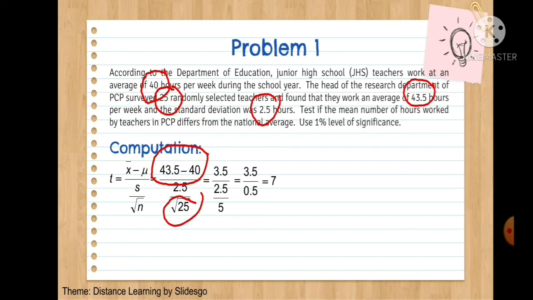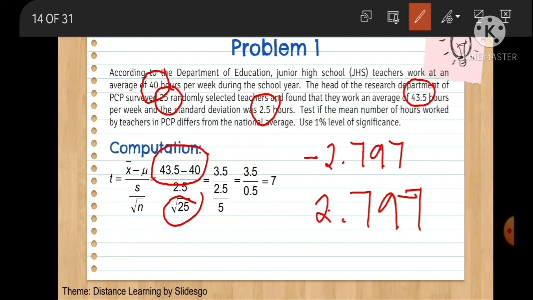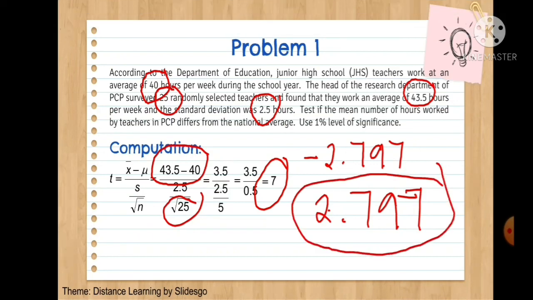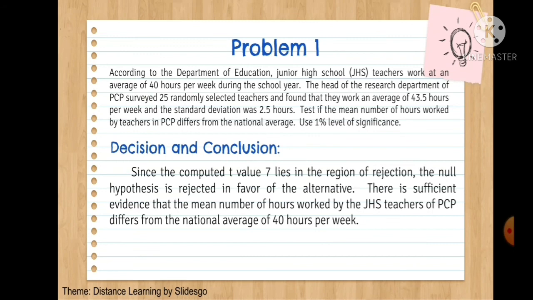So if you can still remember, our critical values are negative 2.797 and 2.797. So our computed value is greater than 2.797. Remember that, greater than. So our decision now is to reject the null hypothesis and accept the alternative.